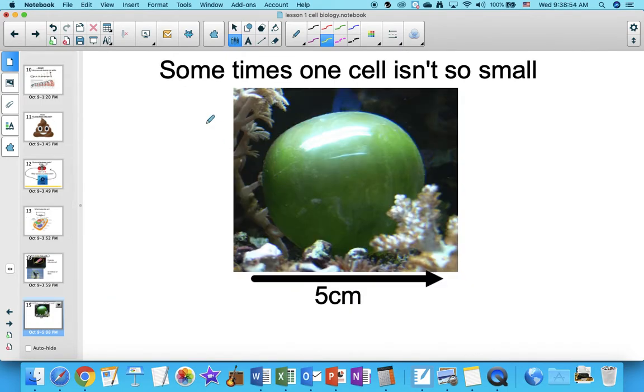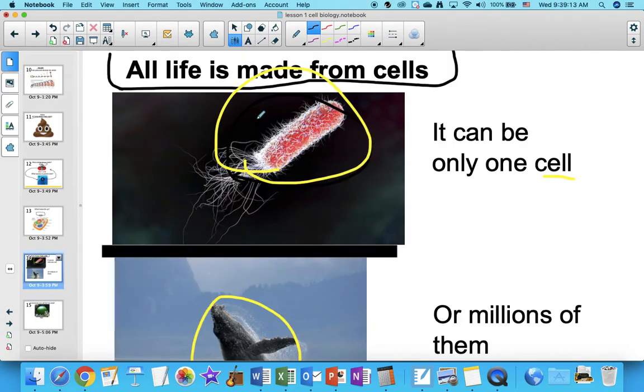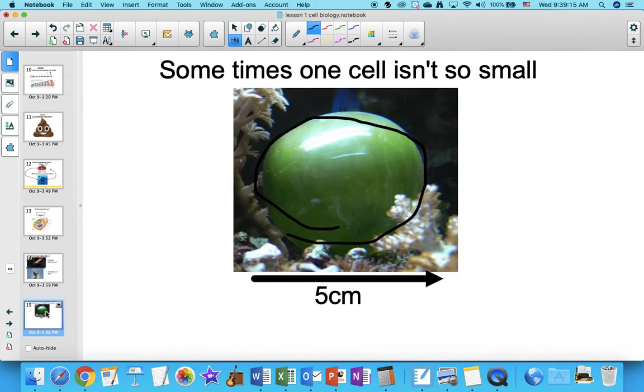So sometimes the rule isn't always followed when it comes to cells being so small. This is an example of an algae that can get very large even though it's only made up of one cell. But typically one cell is microscopic and you need a microscope in order to be able to see it.